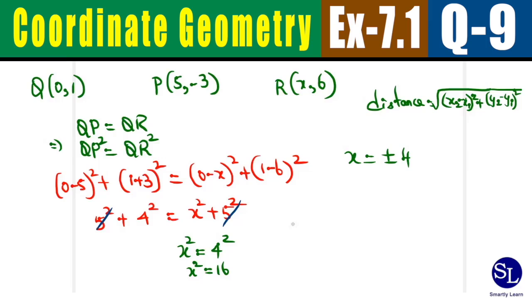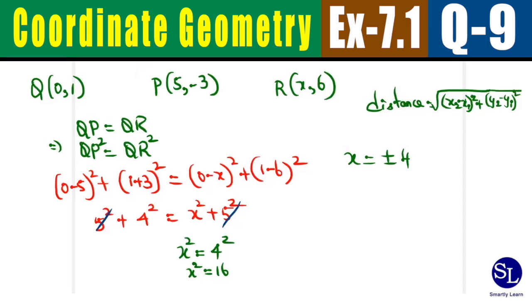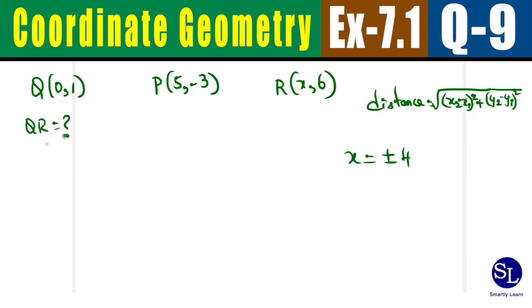Now the next part of the question was to find the distances QR and PR. Okay, so let's take case 1 as x equal to plus 4 and then find out the values. What is asked is QR and PR. So first let's compute QR. In this case, I'm going to take case 1 as x is equal to plus 4.